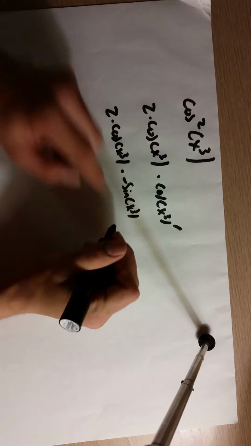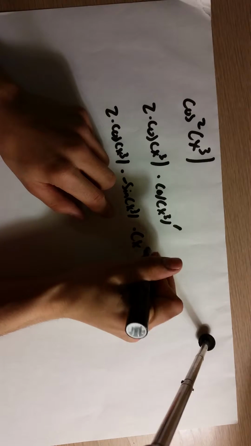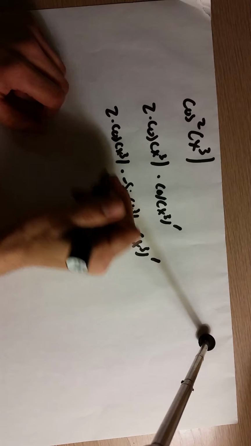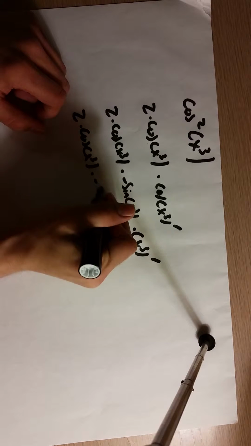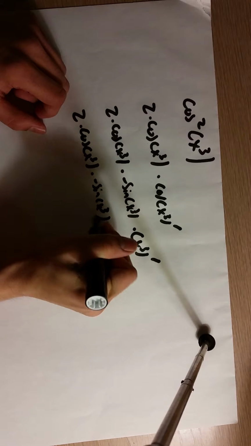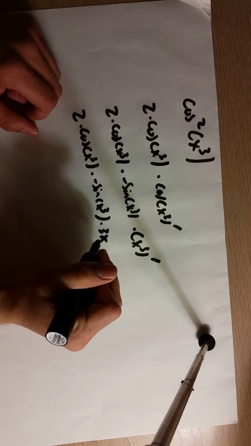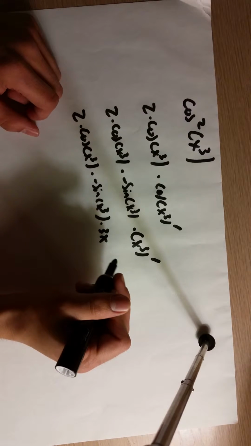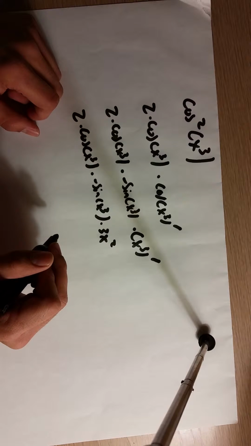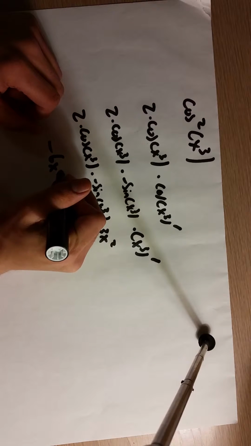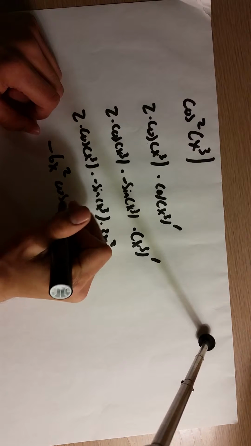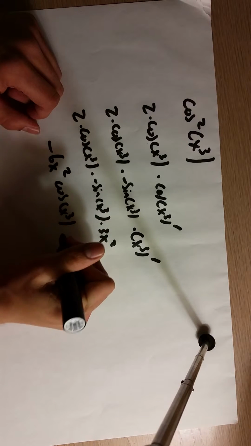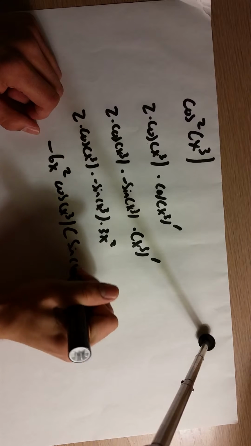x cubed. But now we have this inside function, x cubed. We take the derivative of that, times x cubed prime. So we'll have 2 times the cosine of x cubed times negative sine of x cubed times the derivative of x cubed, and so that's 3x squared, right? So we put it all together, and we have negative 6x squared times the cosine of x cubed times the sine of x cubed.